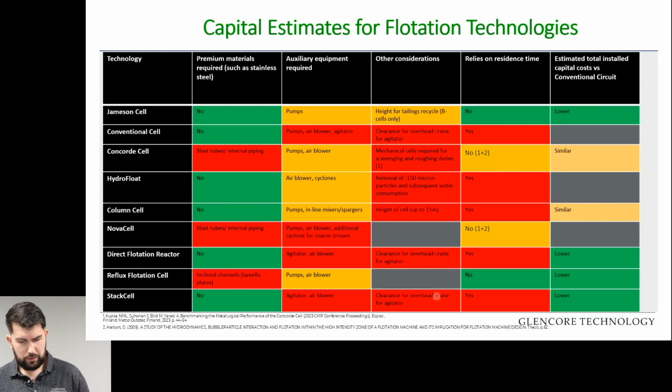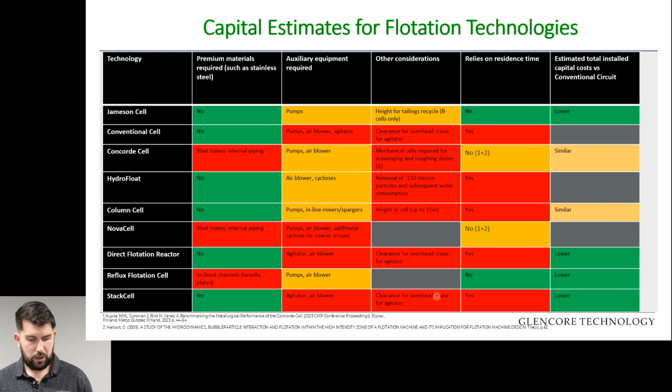So this is the final where we've arrived at for comparing the total installed capital costs versus, let's say, a conventional rougher scavenging circuit or a full conventional circuit. We said that the Jameson cell would come in lower. We obviously didn't compare a conventional circuit to itself. We said the Concorde cell would be similar because they do require mechanical cells to recover coarser particles. So in a rougher scavenging duty, they would require mechanical cells in addition to the Concorde cell. So we said similar capital cost.